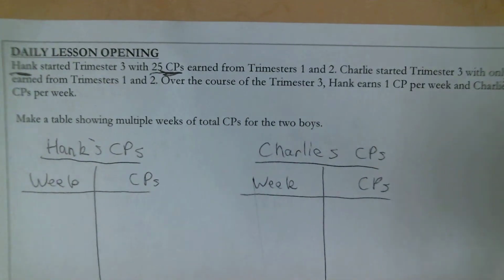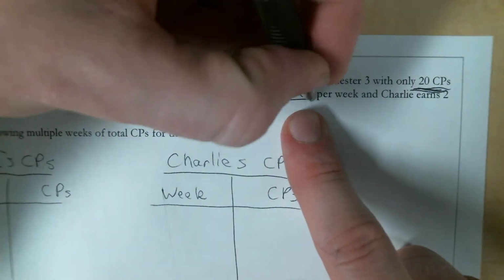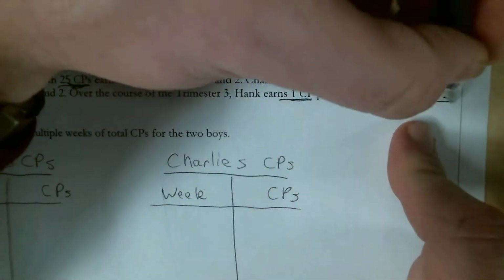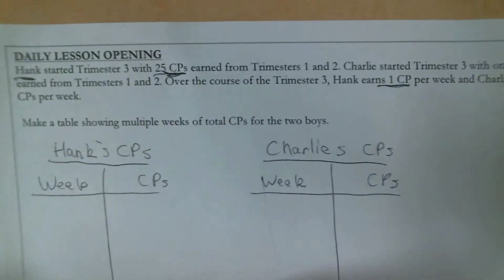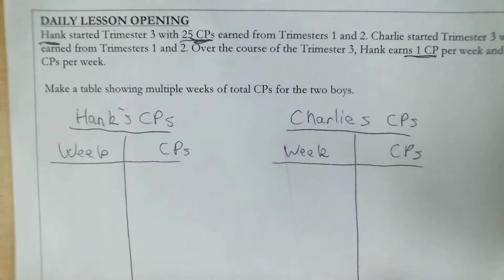Over the course of trimester 3, Hank's going to earn about 1 CP per week. And remember, Hank was the guy who started with 25. And Charlie earns 2 CPs per week. So let's focus on Hank to start with. First I need to make a table of the number of weeks and the number of CPs earned.